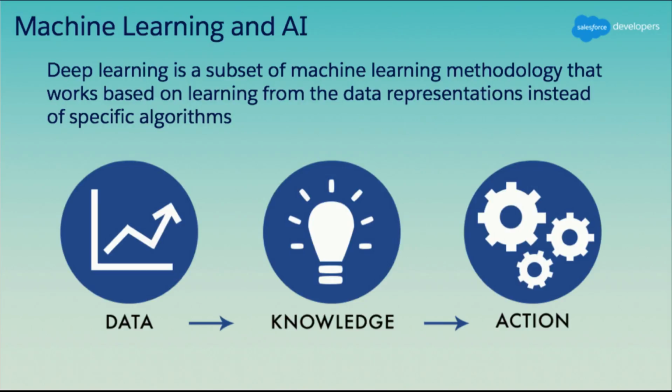So we are going further deeper, a little more complex. It's a subset of machine learning that works based on the learnings from the data representations, and not just the machine learning algorithms. So all in all, I would say data is the king here to make meaningful, more accurate predictions. And we'll talk more about it as we proceed in this session today.